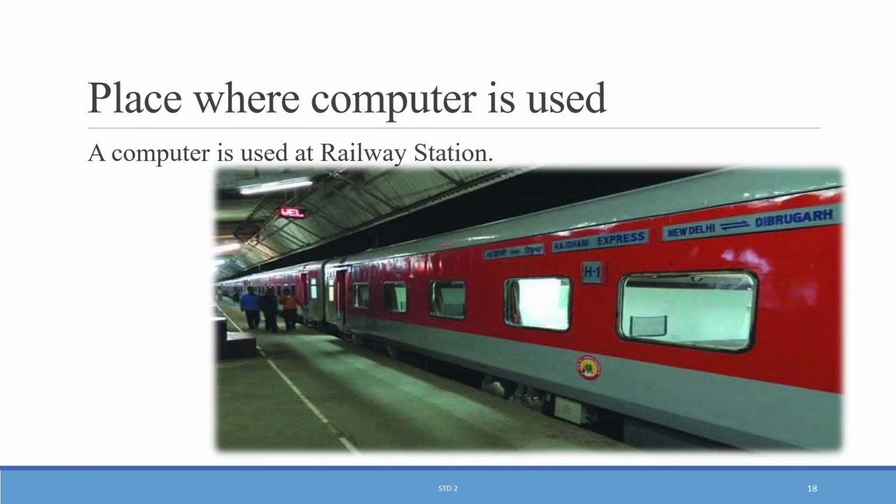Now the next one is railway stations. Which railway stations? In the railway station also we use a computer to book a ticket, to cancel the ticket or to get any information related to train and schedule, right? So the railway station also uses a computer.